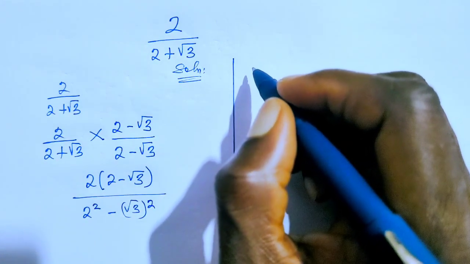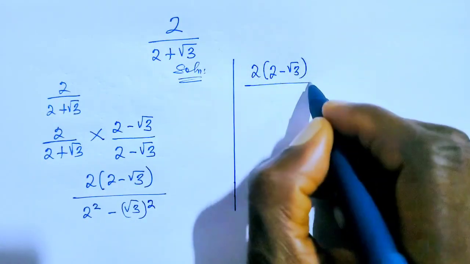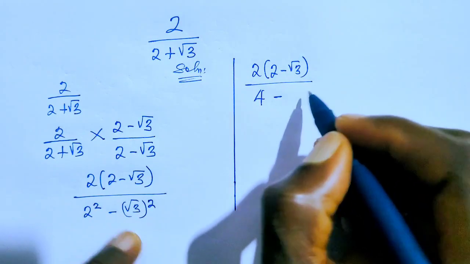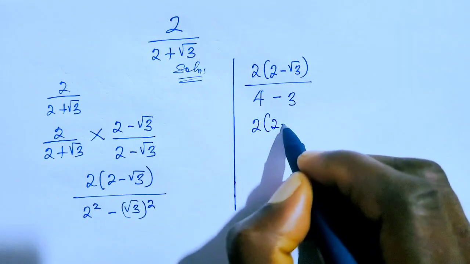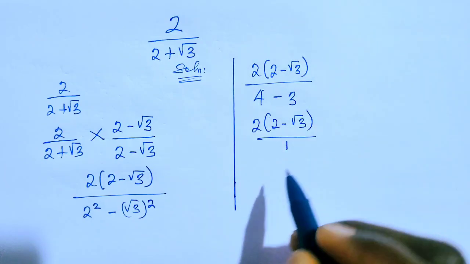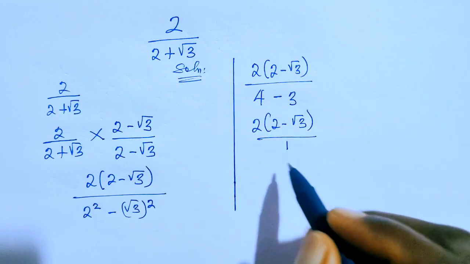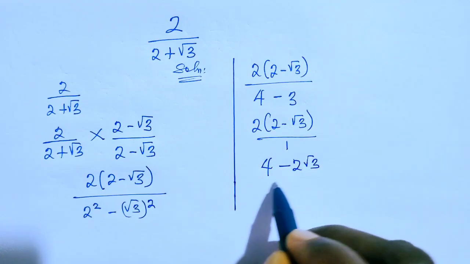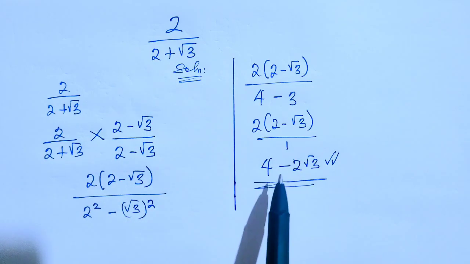We are going to have here 2 into 2 minus root 3, then all over 2 squared, that gives us 4, minus square root of 3 squared, that will give us 3. But right here we have 2 into 2 minus root 3 all over 4 minus 3, that gives us 1. Then here we simplify this further. We have 2 times 2, that gives us 4, minus 2 root 3, and this is the simplified form of this given expression right here.